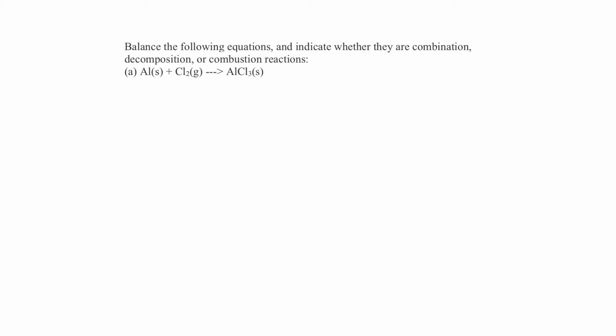Combination is when there's more than one thing on the left and it comes together into one thing on the right. So they're combining. Decomposition is the opposite. There is one thing on the left and it breaks apart into multiple things on the right. Combustion is specific. It's burning in air, specifically oxygen.